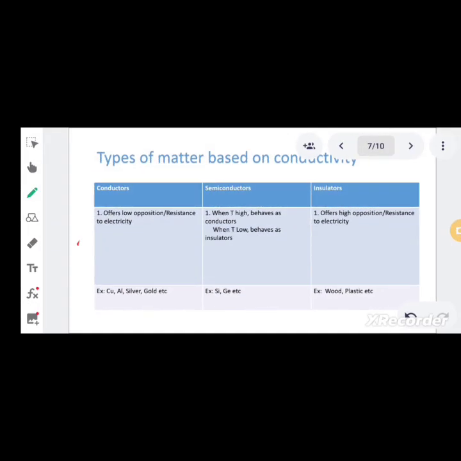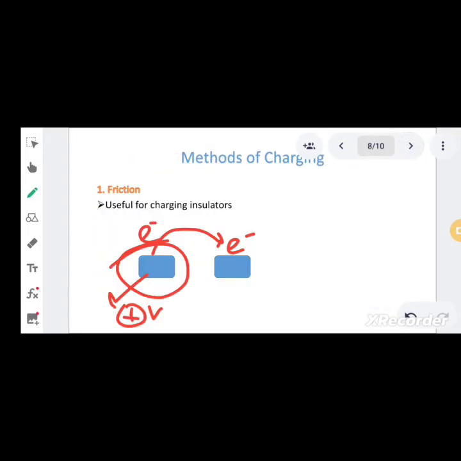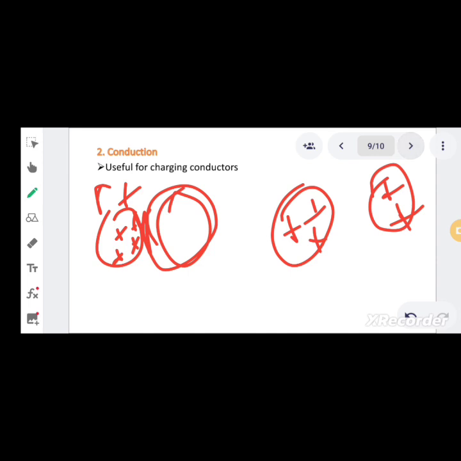And the one to which the electrons flow will be negatively charged. This is how we can charge insulators. Then we have a method called conduction. It is useful for charging conductors.